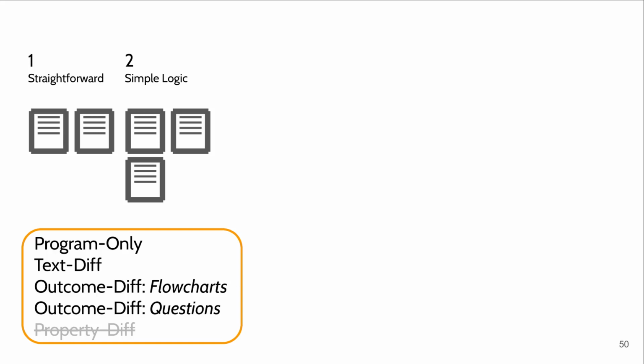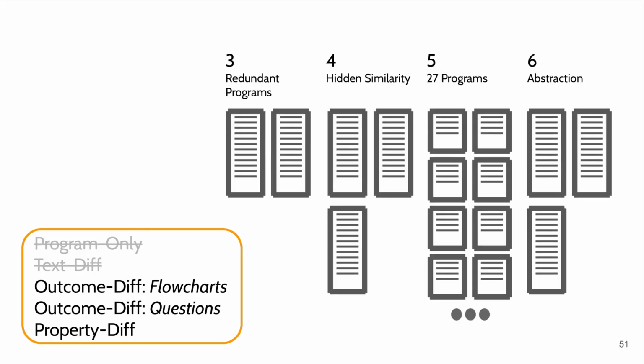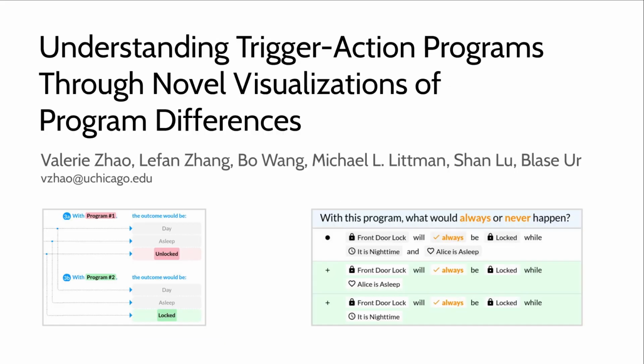Most participants completed the simple tasks correctly, regardless of the interface they used. For most of the complex tasks, however, our novel interfaces that show differences in outcomes and properties significantly outperformed the traditional interfaces that show differences in text or the programs themselves. Based on these results, we believe our interfaces that rethink how we communicate differences between related TAP programs can help non-technical users better reason about automation systems.